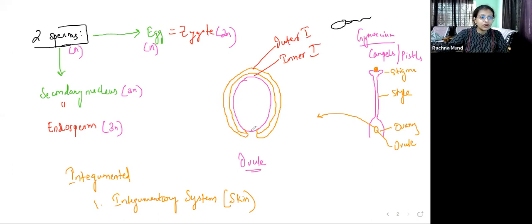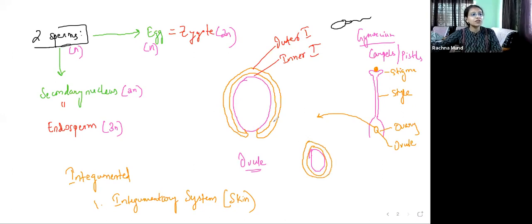I haven't drawn a continuous covering. See, if I had drawn it like this, this is the ovule and this is the first covering and this is the second covering. The difference is that this covering is continuous. As you can see, there is no gap. Both the coverings are continuous. But in angiosperms, the coverings are never continuous. There is always a slight opening to it. So this is a discontinuous integument.